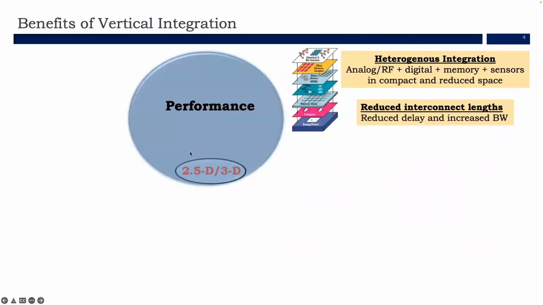Vertical integration is a form of technology that is orthogonal to that of technology scaling. Some of the benefits of vertical integration are increased performance due to the heterogeneous integration of analog, digital, memory and sensors in a compact and reduced space. In addition to that, vertical integration leads to reduced interconnect lengths, thereby reducing the delay and increasing the bandwidth.